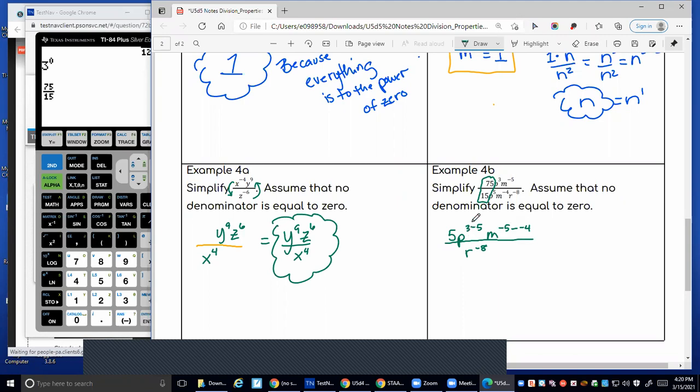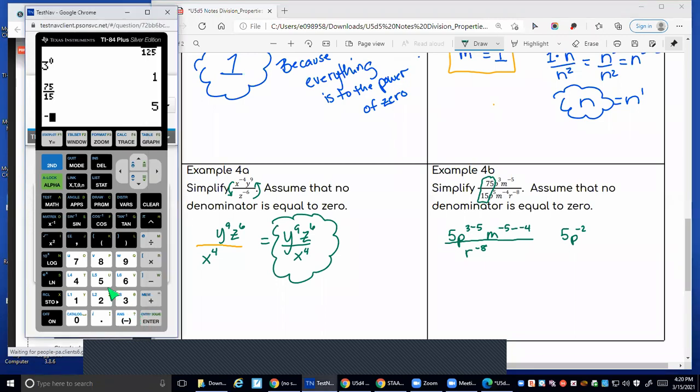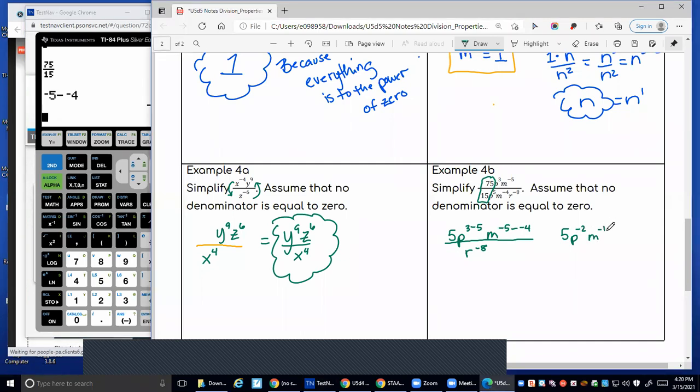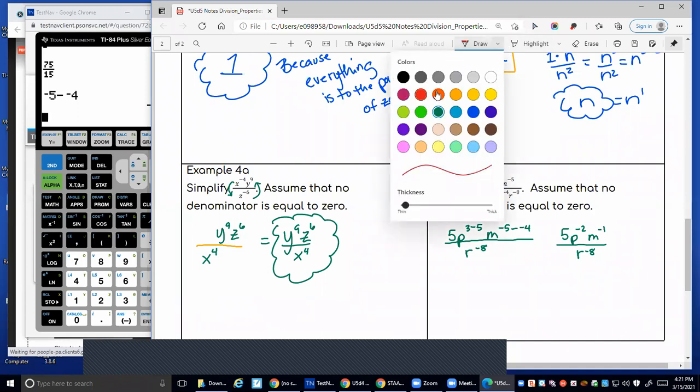So let's go ahead. We have 3 minus 5, and that's negative 2. This ends up being a positive, and if you want to do it, you could just say negative 5 minus negative 4, and you end up with negative 1 over r to negative 8. Well, basically, none of my variables are happy. It's kind of sad, but we can move them, right?